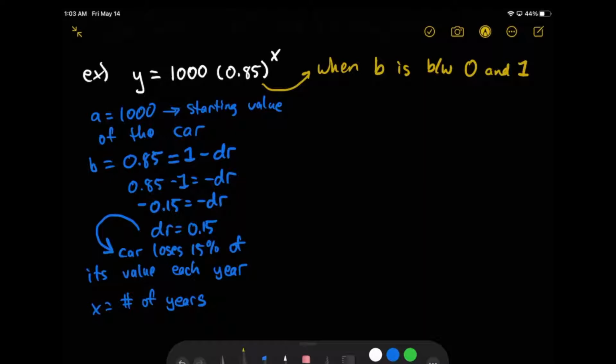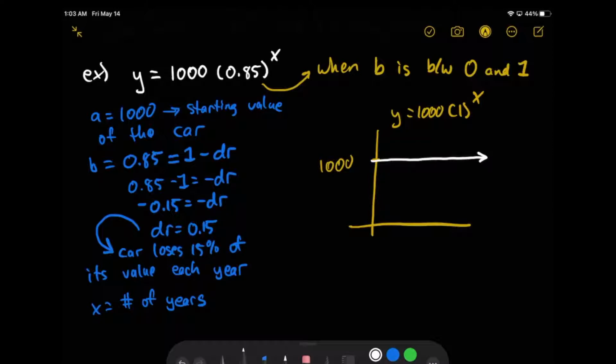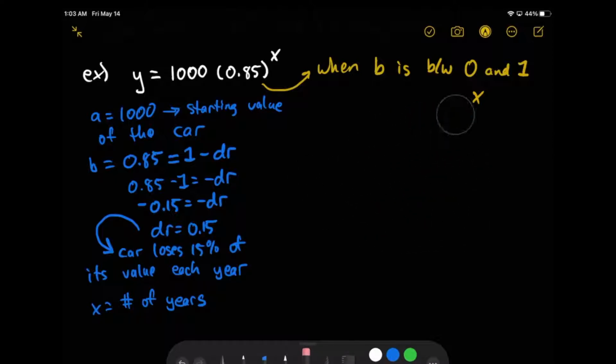I can't multiply by 1, because multiplying by 1 doesn't change the value. If my B value was 1, so if I had 1000 times 1 to the power of x, I'm just multiplying by 1 over and over and over again. The value never changes. So my B value cannot be 1, but it can be close to 1. So when B is between 0 and 1, we have exponential decay.